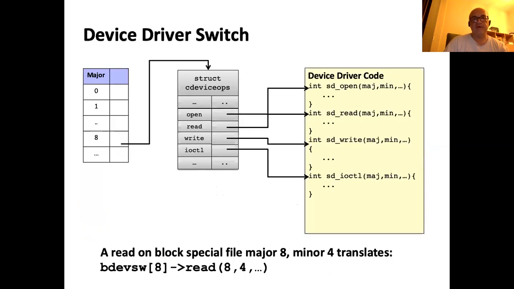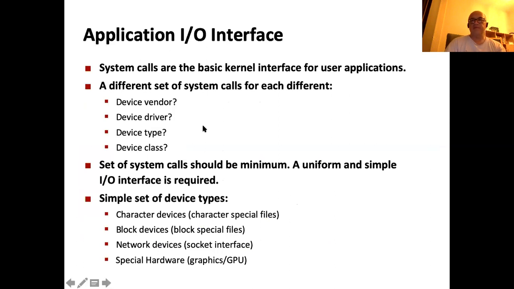So instead of having many different set of functions for each different device, they have a simpler classification. Like in Unix, we have character devices, block devices, network devices, and especially graphics hardware, the special hardware. And each of them have special interface. Basically, character and block devices are very similar interface. Network has some socket interface, and GPU can have like a direct rendering method or DRI, and so on. We have special kernel modules to handle that specific hardware. But the idea is the user space doesn't have to deal with that complexity.